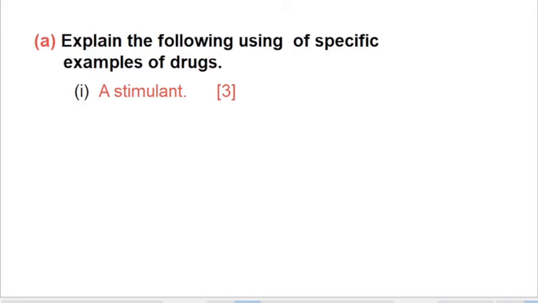Alright, so let us start with question A1. They want us to explain the meaning of a stimulant, and we give specific examples of drugs. A stimulant is any drug that excites the central nervous system. It increases alertness and stops fatigue. Or you can define a stimulant as any drug that stimulates the central nervous system. Examples of these drugs are caffeine, cocaine, and nicotine. These are examples of stimulant drugs.